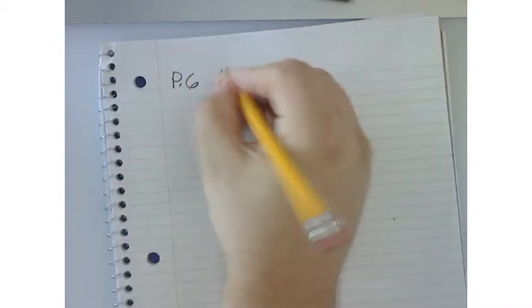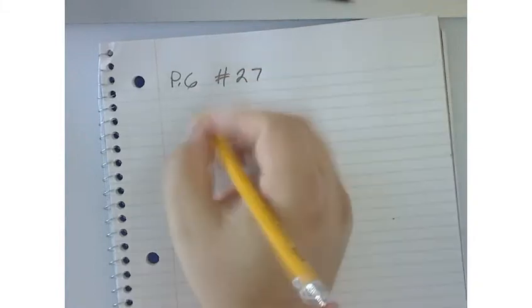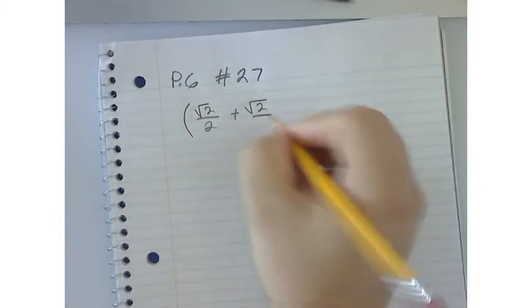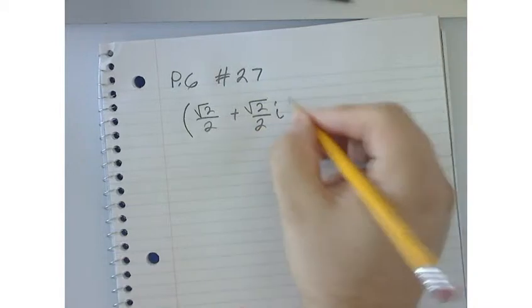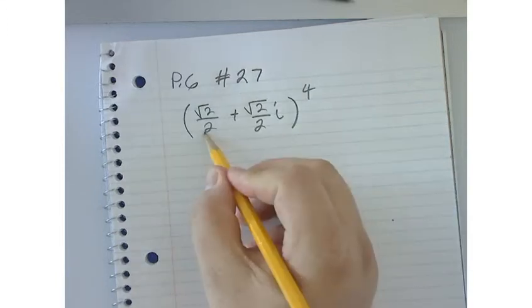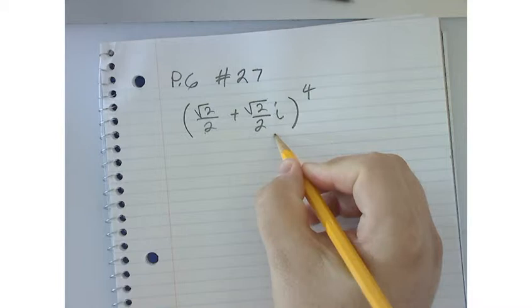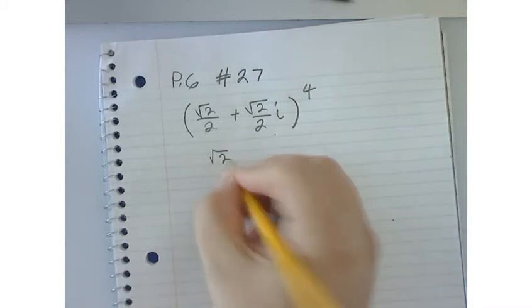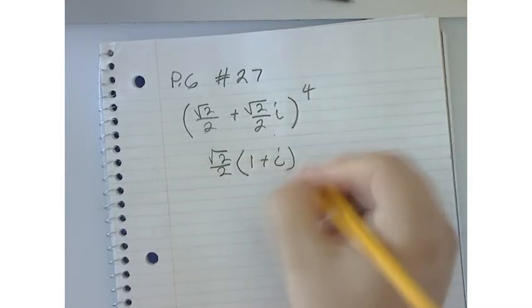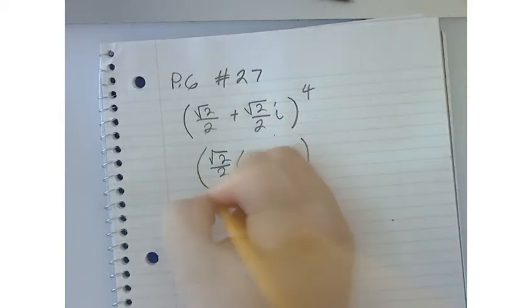So for P6, problem number 27, we have root 2 over 2 plus root 2 over 2 i, raised to the fourth. This is so easy, it's kind of scary. What do you see in both the real and imaginary portion? Root 2 over 2. So I'm going to factor that out. Root 2 over 2 times the quantity 1 plus i, raised to the fourth. Now all of this is raised to the fourth.